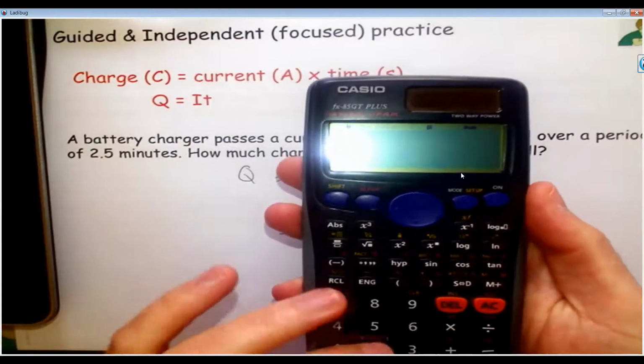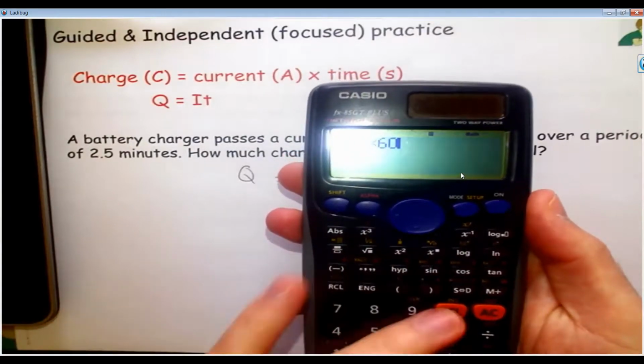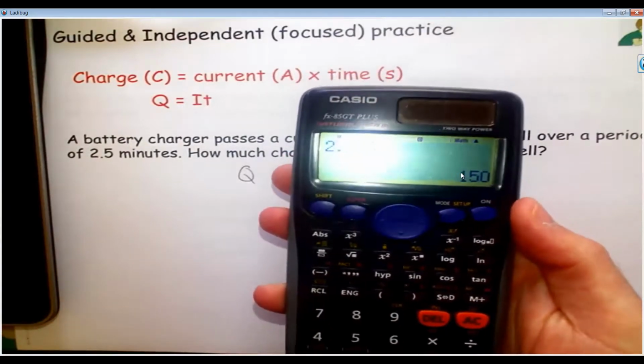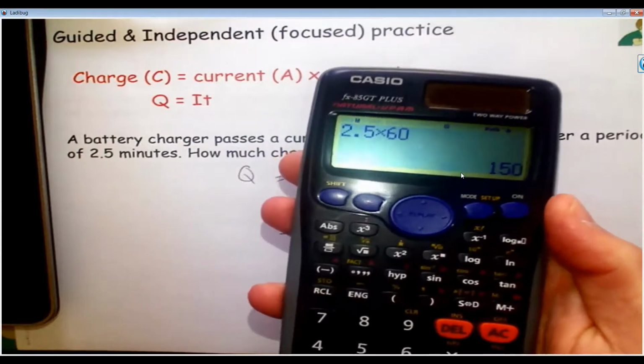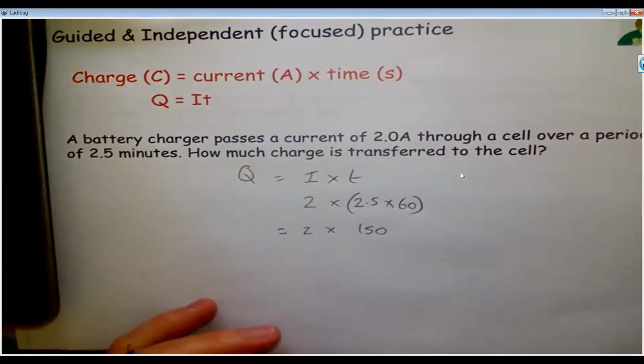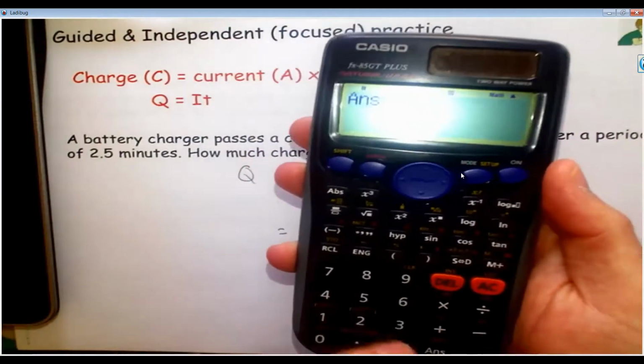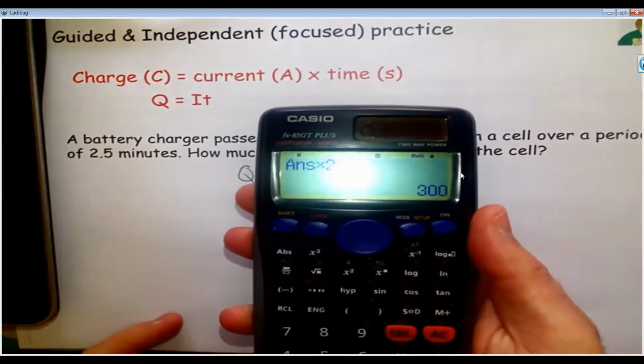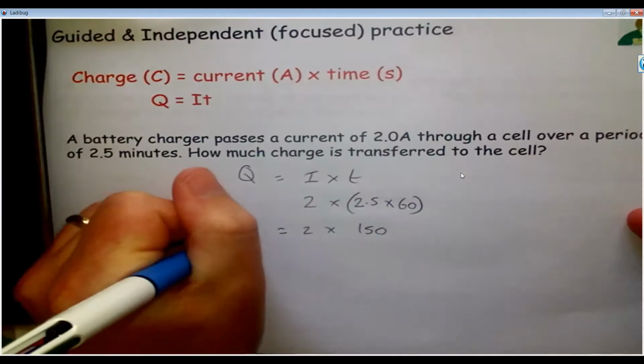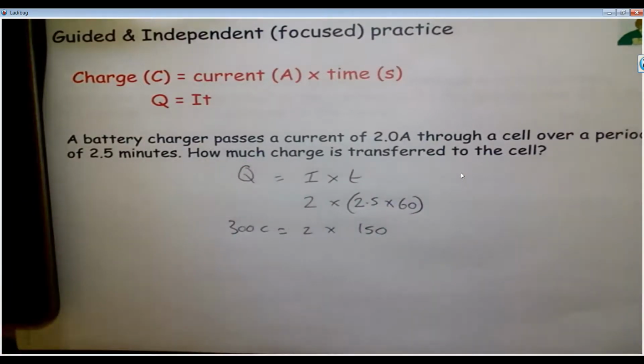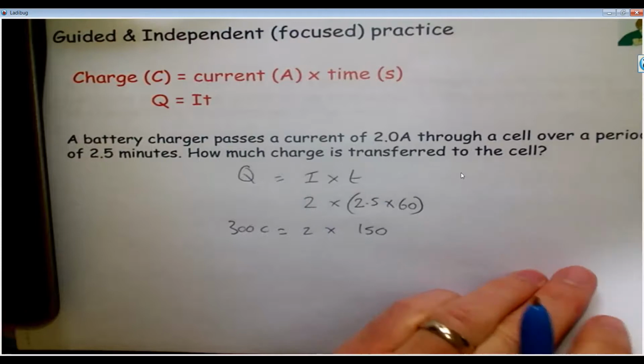So 2.5 times 60, that's the 150 calculation that we've just done, times 2 gives us an answer of 300 coulombs of charge. So that's example 1, where we have to change the time into seconds from minutes.